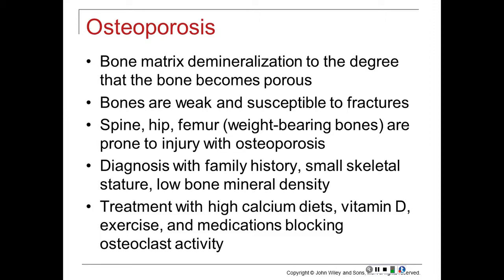Diagnosis usually depends on family history. People that have small skeletal stature, people that have smaller bones as opposed to people that are big boned, tend to be more susceptible. People that have low bone mineral density are also susceptible. You're treated with high calcium diets, vitamin D, exercise, because remember, exercise is going to put stress on your bones, which is going to make them grow. Also, medications that are going to block osteoclast activity can be used, like Bonivo.